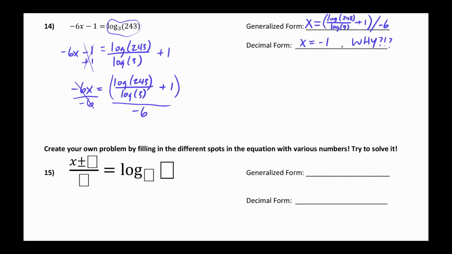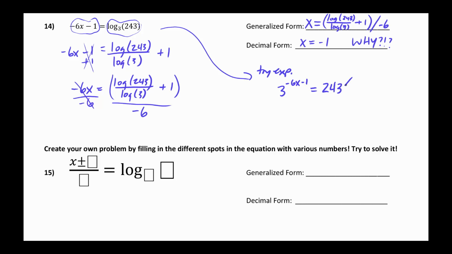Why? What is going on? How can we get such a perfect number out of all this crud? That's just insane. Well, if we think about it, go back to this original problem. Let's write it in exponential format. All right, so let's try exponential. The base was 3. Then I have to go ahead and take it to the negative 6x minus 1 power. That's the exponent all the way over here. And that's equal to 243.